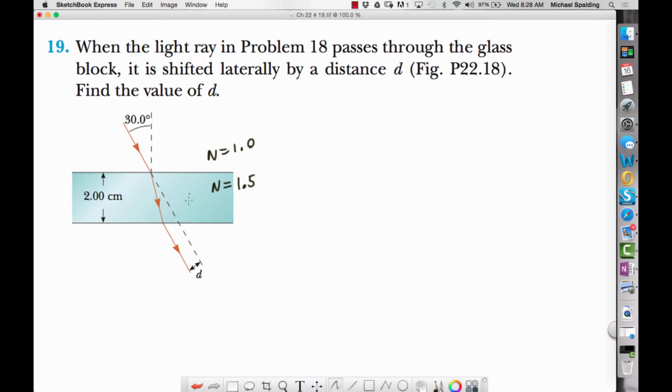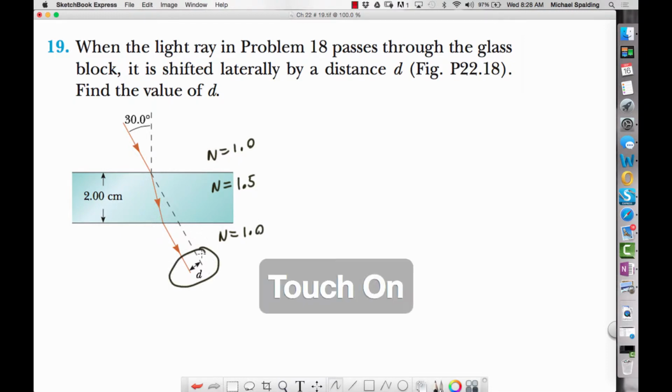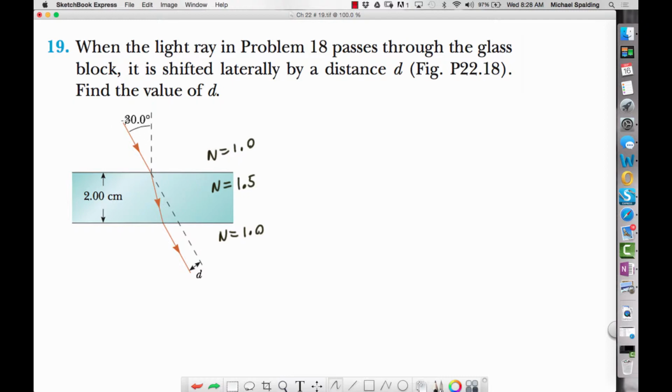So we have air, glass, and then down here is air. So this is also n equals 1.0. All right, so what we're trying to find is this path difference. So the ray comes in, this incident ray strikes the boundary between air and glass. Some of it gets refracted, and then it hits this boundary here and then gets refracted again.